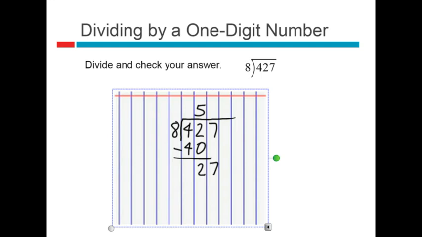Now I'm taking a look at how many times 8 goes into 27. Well, 27 divided by 8, that's going to be 3 ones. 3 times 8 is 24. So if I subtract 24, I have 3 ones left. Notice in my answer, I have 5 tens. 5 is in the tens column. 3 is in the ones column. So 53 is the quotient of 427 divided by 8.